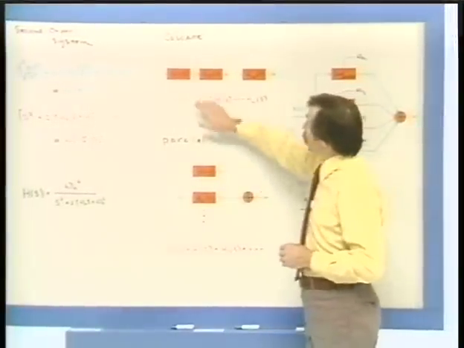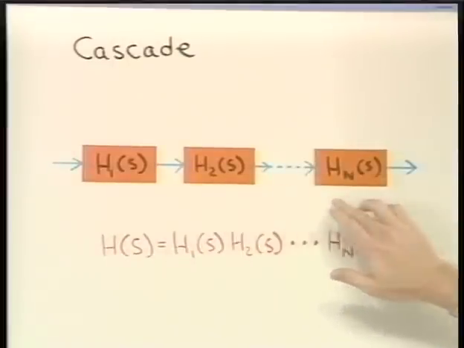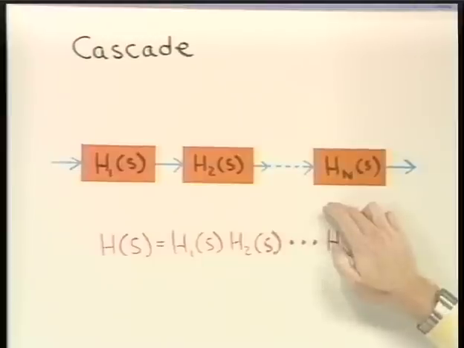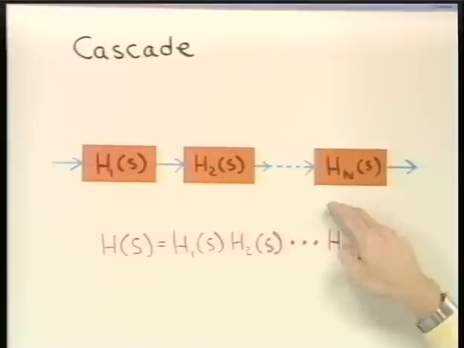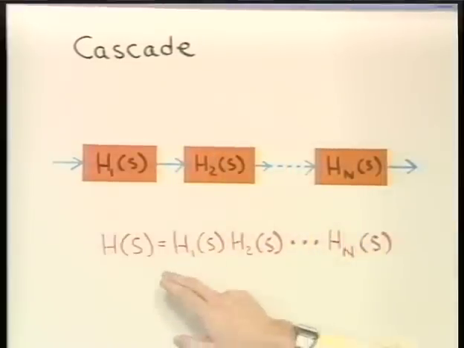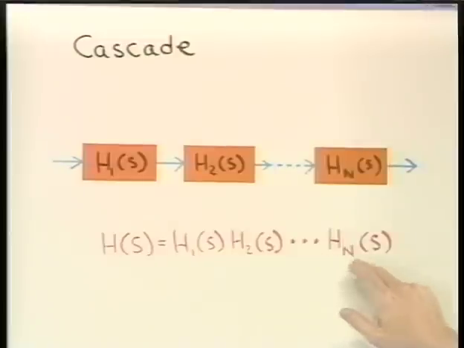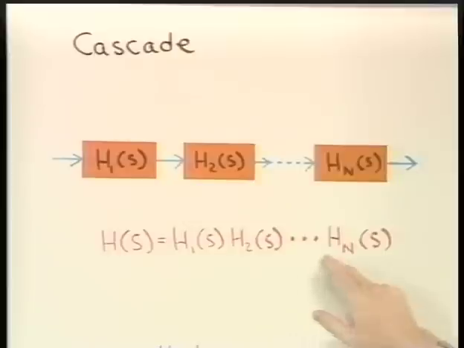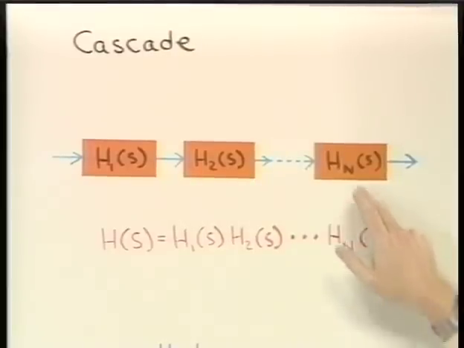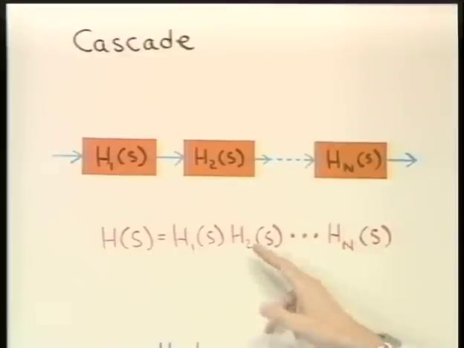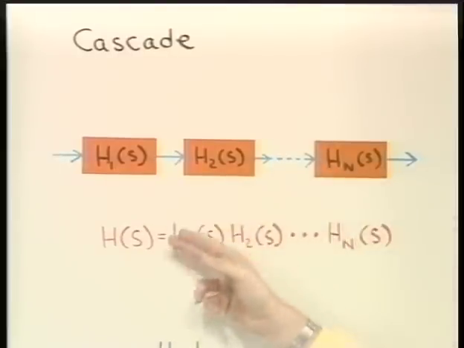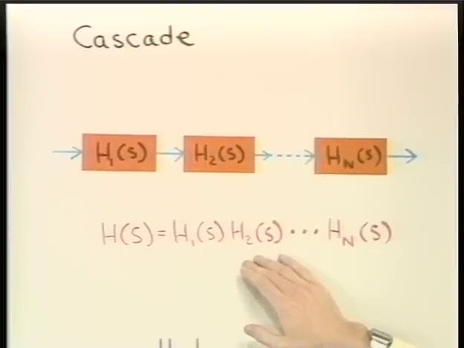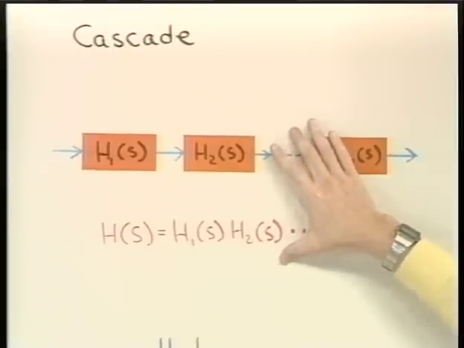In a cascade connection, we would think of combining the individual systems together, as I indicate here, in series. And of course, from the convolution property, the overall system function is the product of the individual system functions. So for example, if these were all second order systems, and I combined n of them together in cascade, the overall system would be a system that would have 2n poles. In other words, it would be a 2nth order system. That's one very common kind of connection.